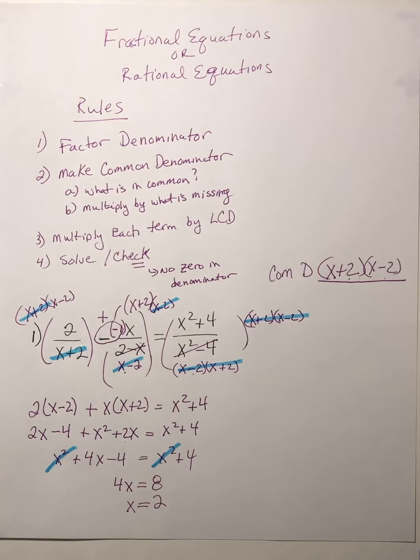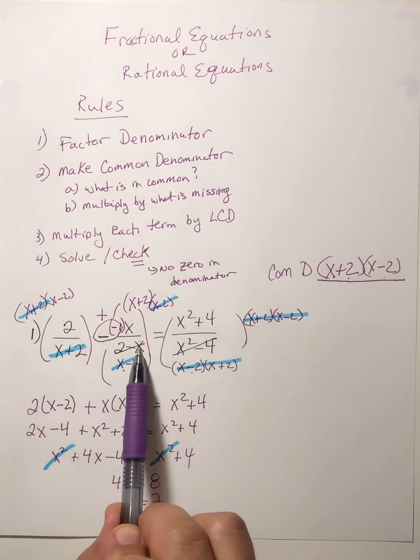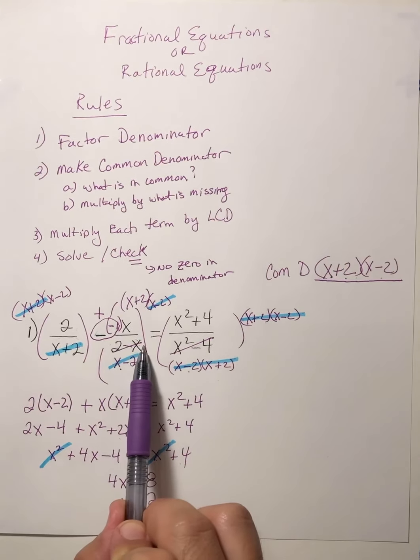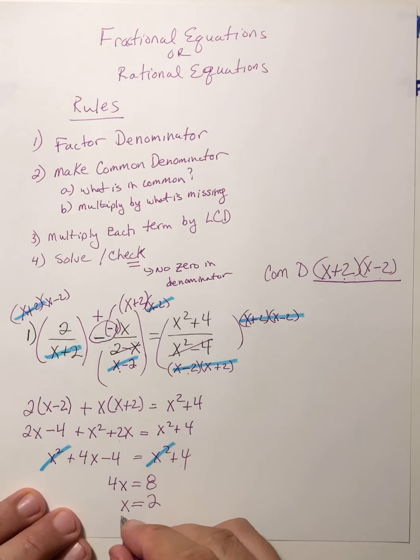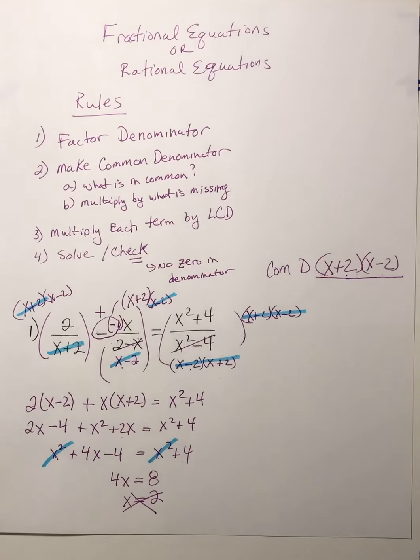The check is very important because we cannot have a 0 in the denominator because these are fractions that would make it undefined. And look at what happens when I plug in 2 right here, either one of those spots. 2 minus 2. 2 minus 2 is 0. We cannot have 0 in the denominator. Therefore, this 2 gets tossed.